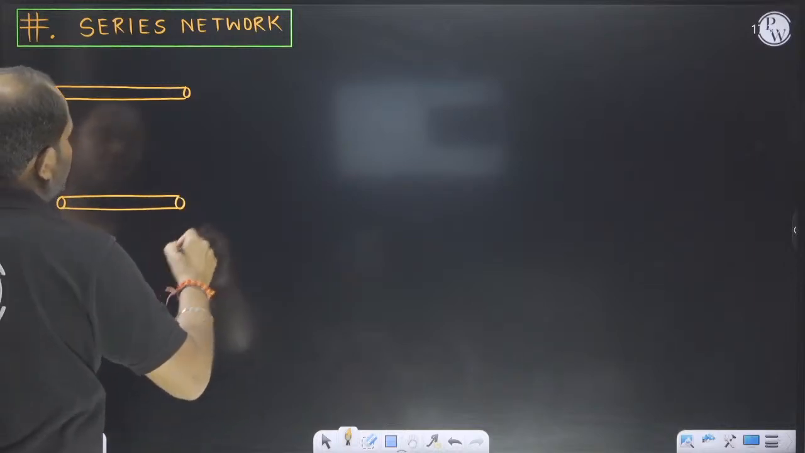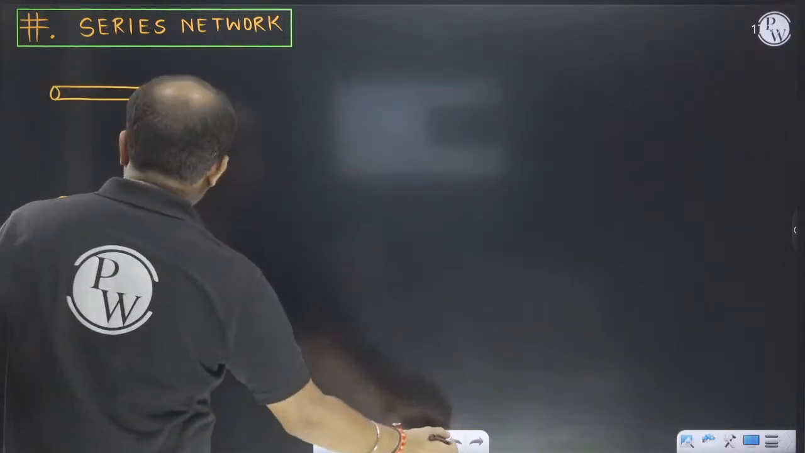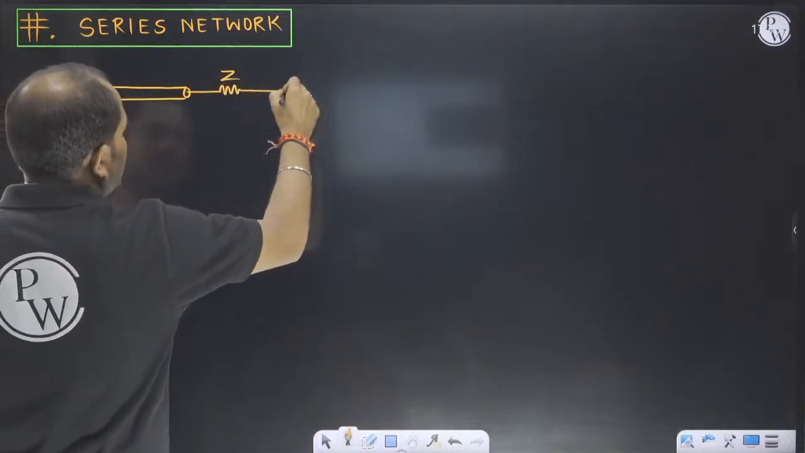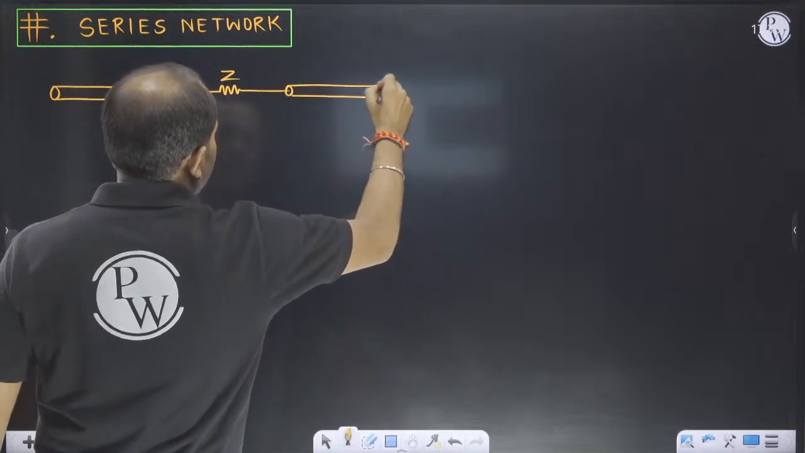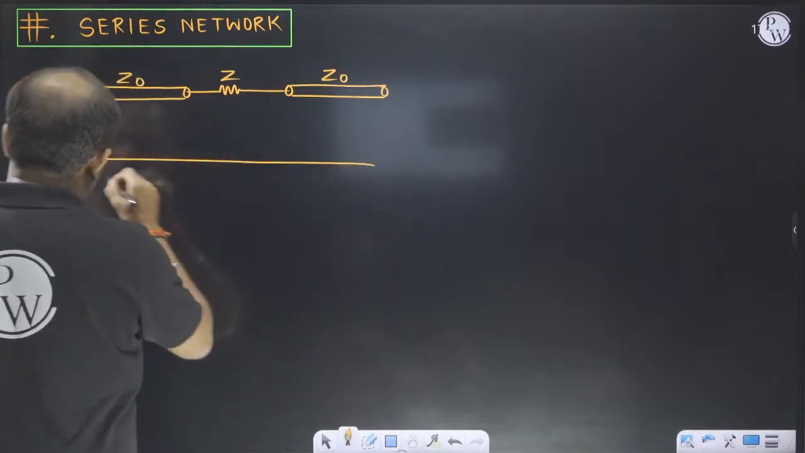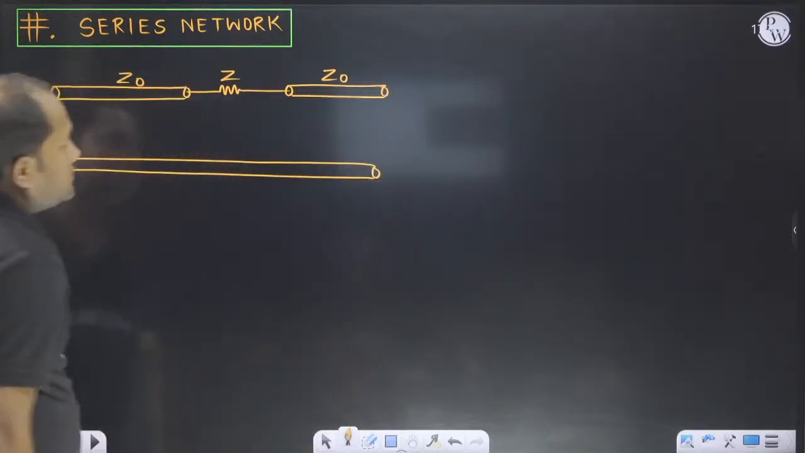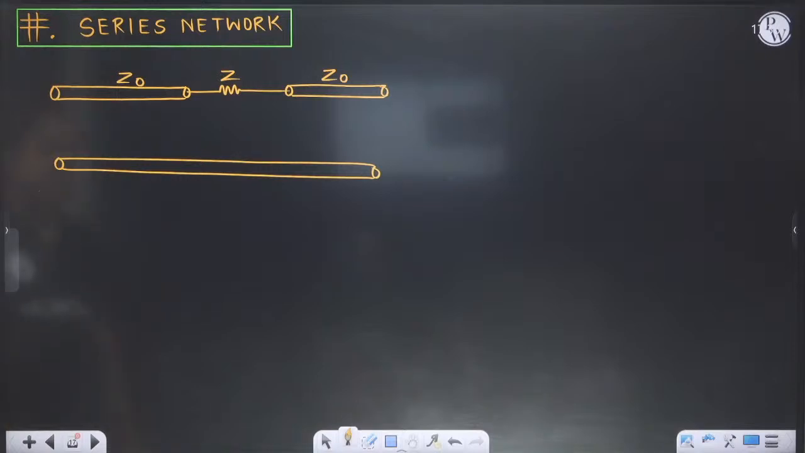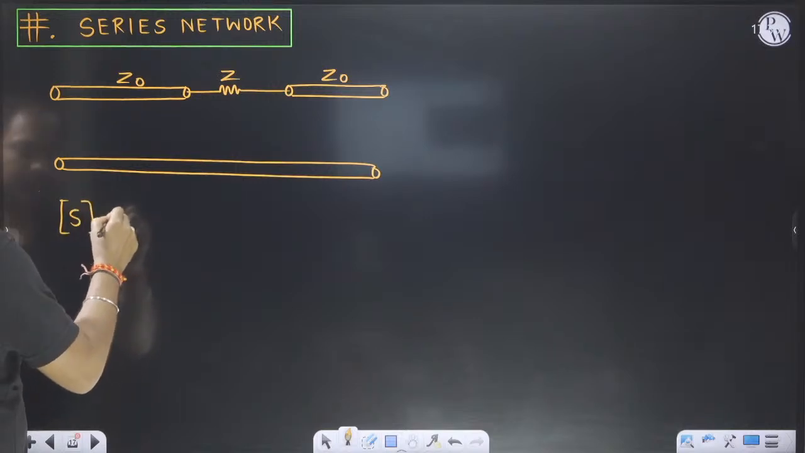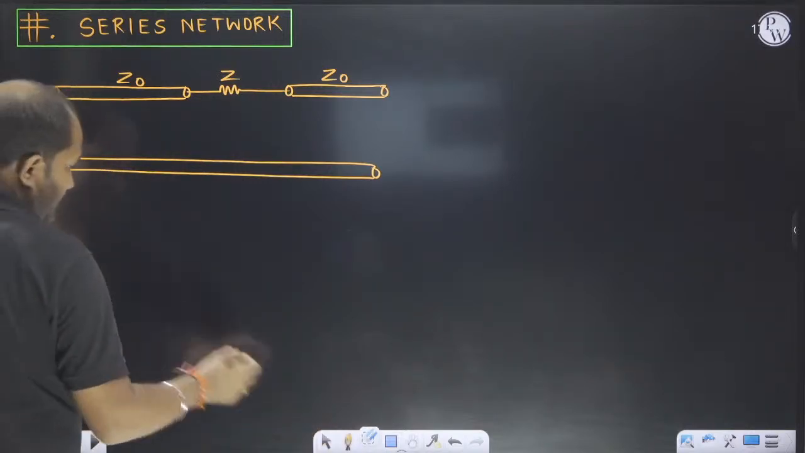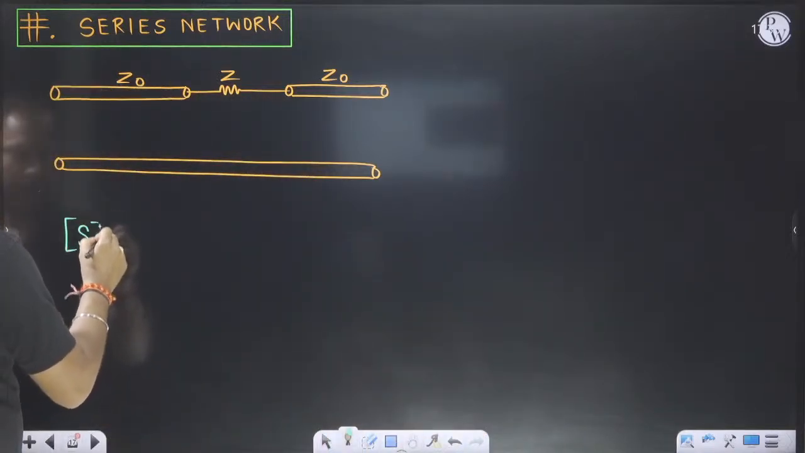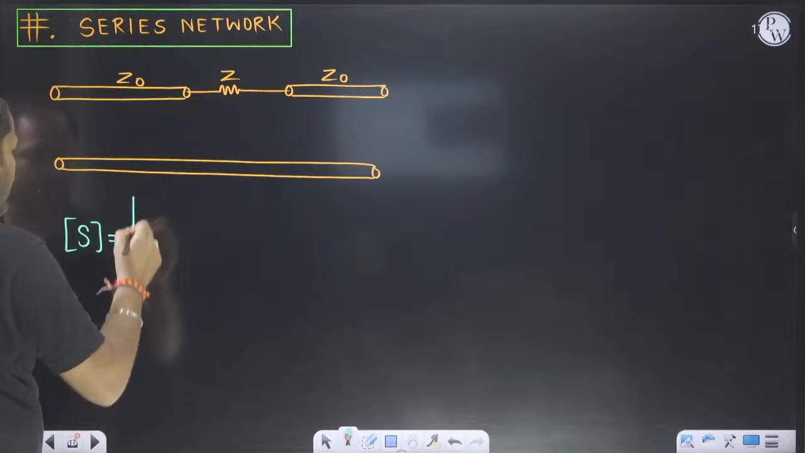How will they ask the question? They will connect an impedance Z here, and the transmission line has characteristic impedance Z0. This one has Z0, and this is the second wire of the transmission line. They want to know the value of S parameter. I will write it down later, after deriving the equation. So this is the S parameter. You can find it easily.